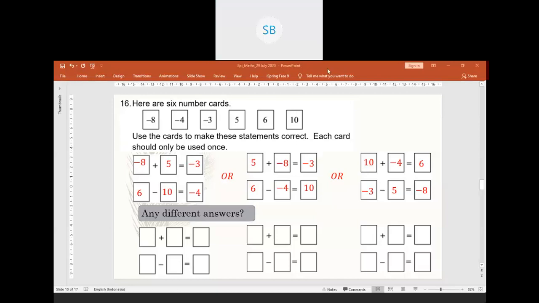Any different answers? Because for the answer we have to use these 6 cards. From these 6 cards we have to find a calculation, so each number can be used once, and we have to make 2 calculations. The final answer has to be correct.